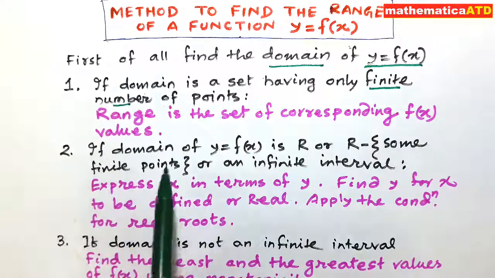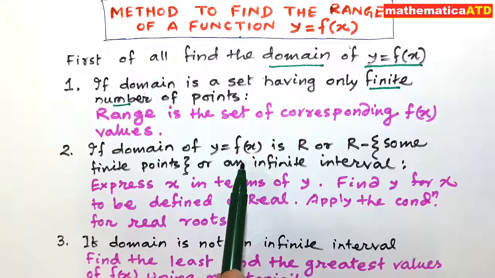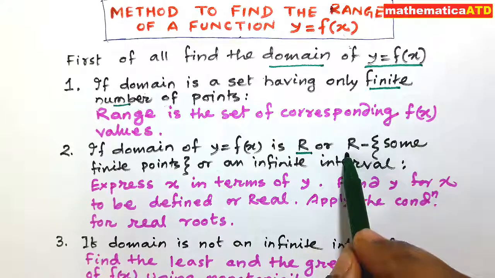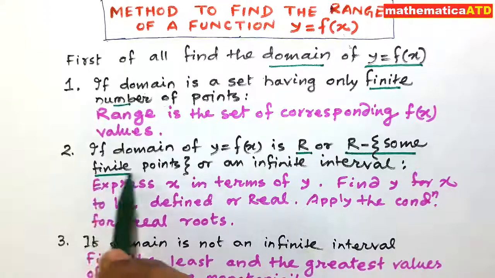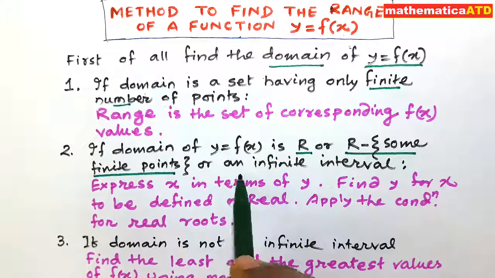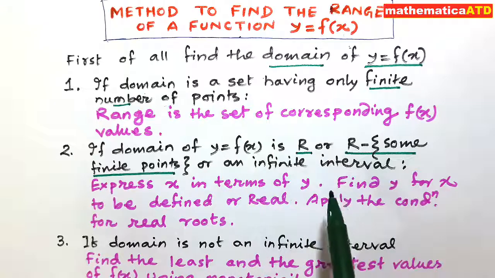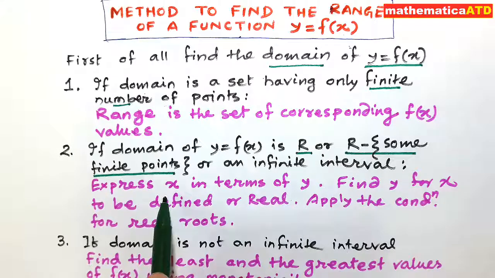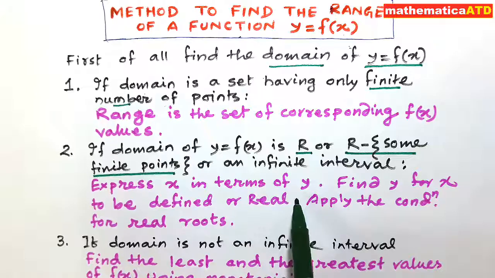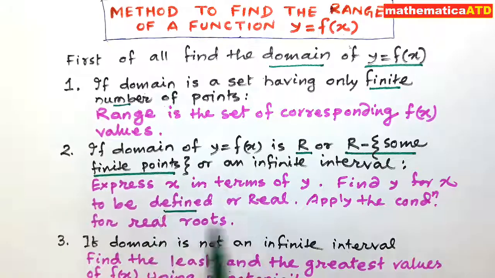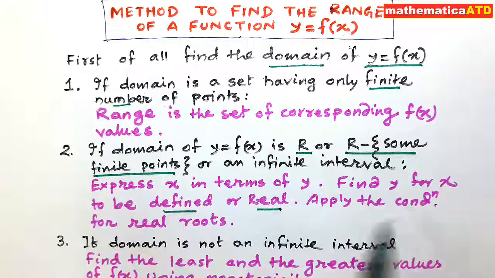And the second one is, if the domain of y is equal to f(x) is R, meaning minus infinity to positive infinity, or R minus some finite number of points, or an infinite interval. Infinite interval means R, that is, minus infinity to positive infinity. In this case, express x in terms of y. Find y for x to be defined or real. Apply the condition for real roots.